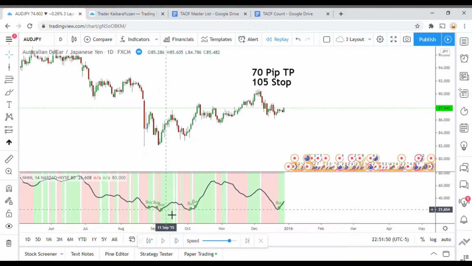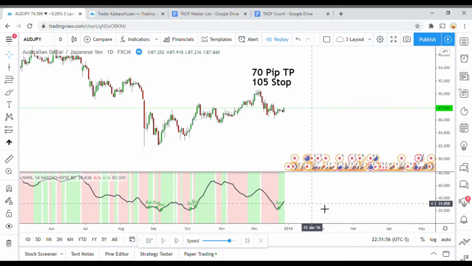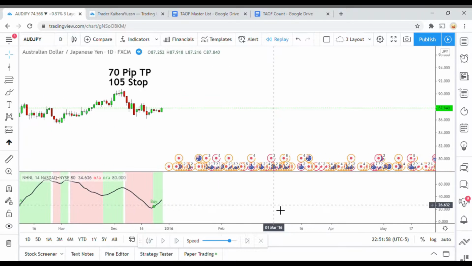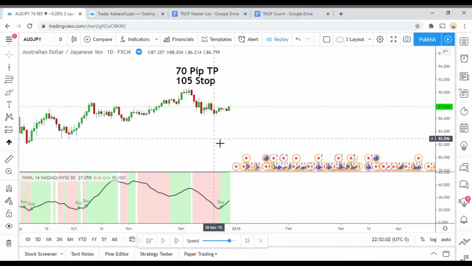When it gives a signal to buy, that is a signal to go long. When it gives us a signal to sell, that will be a signal to go short. Pretty simple. And yeah, that's how we will be testing it today.